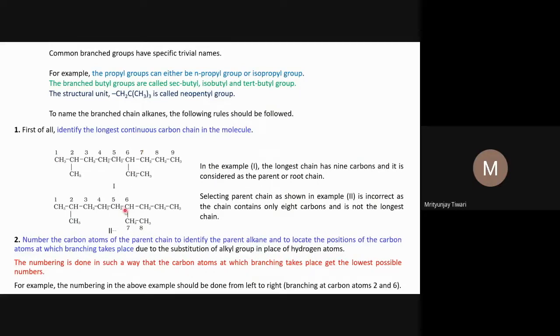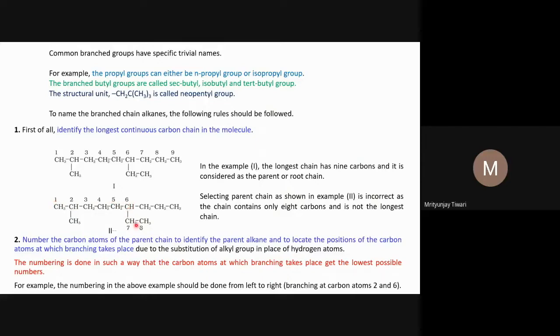For example, if this compound is given here, how will we find the longest continuous carbon chain? If we start counting from here, 1, 2, 3, 4, 5, 6, 7, 8, 9. We can also go down from 6, this is 7, this is 8, so one can also number it according to this. But what do we find? If you go down, the number of carbon atoms in this chain will be only 8. So this cannot be considered the longest continuous chain.